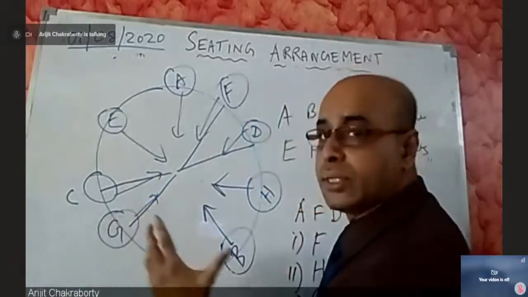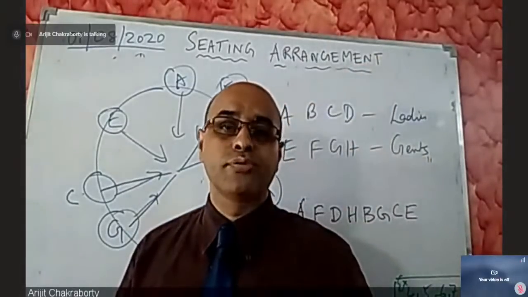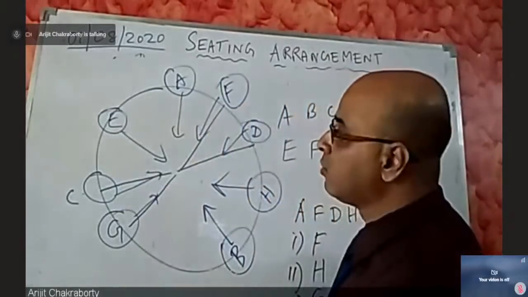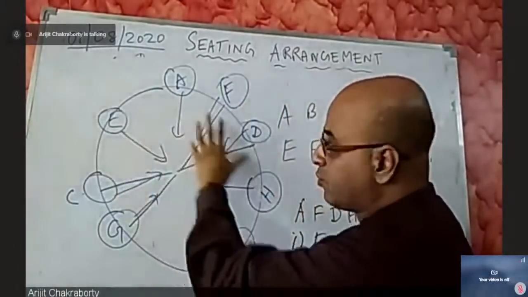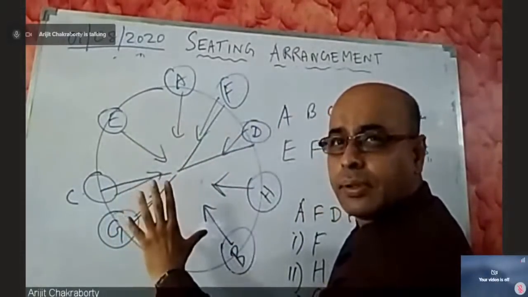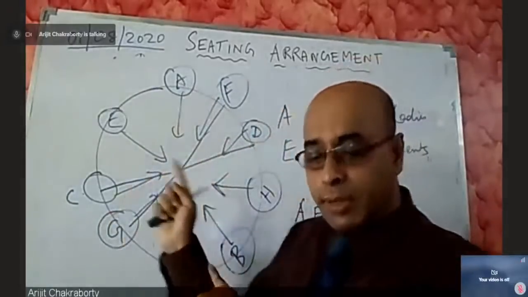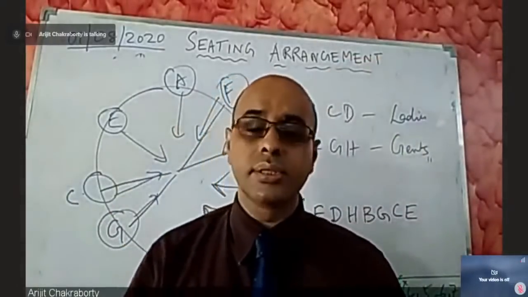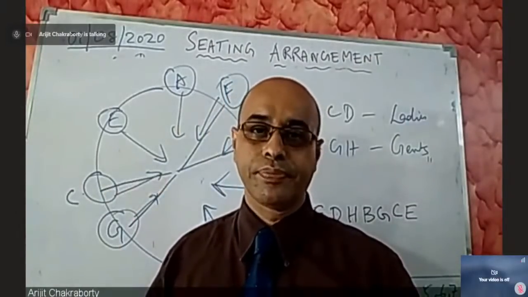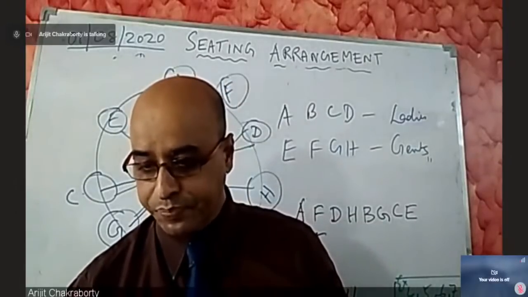Same strategy, same trick, same approach is to be followed even for seating arrangement. As I read the problem, I start framing who's sitting where, a rough estimate. And then once I complete that, I compare my seating arrangement with the conditions given. If they match, that means I have achieved the correct answer. Okay, fine. I hope this is clear and you have understood.